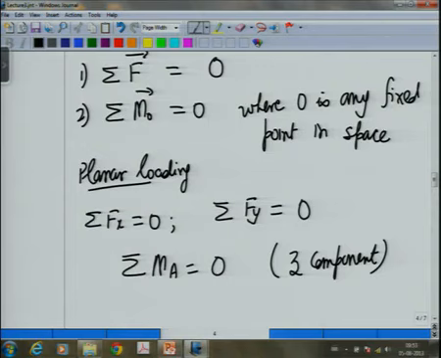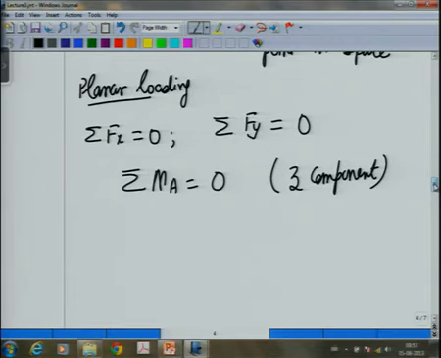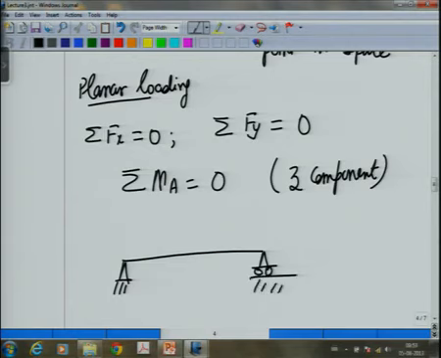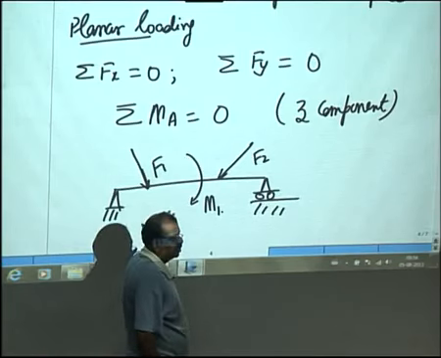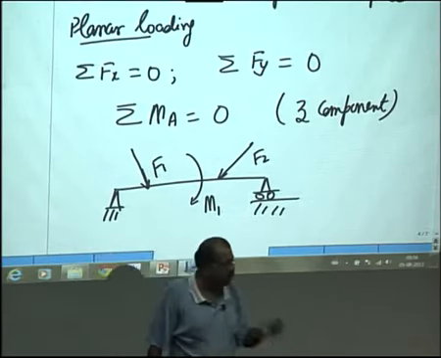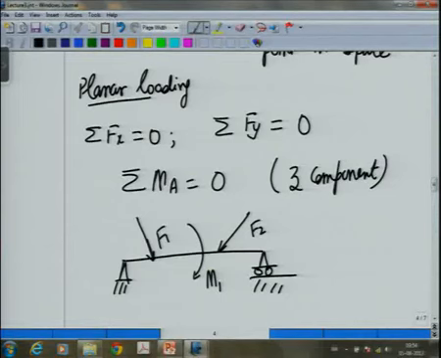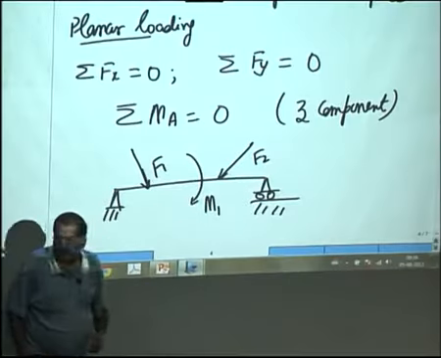So, examples of this could be, suppose I have a beam like this, on which two forces and moments are acting. You are asked to find the reaction at the support. You have done similar problems. So, how will you work this out? You will draw the free body diagram of the beam.